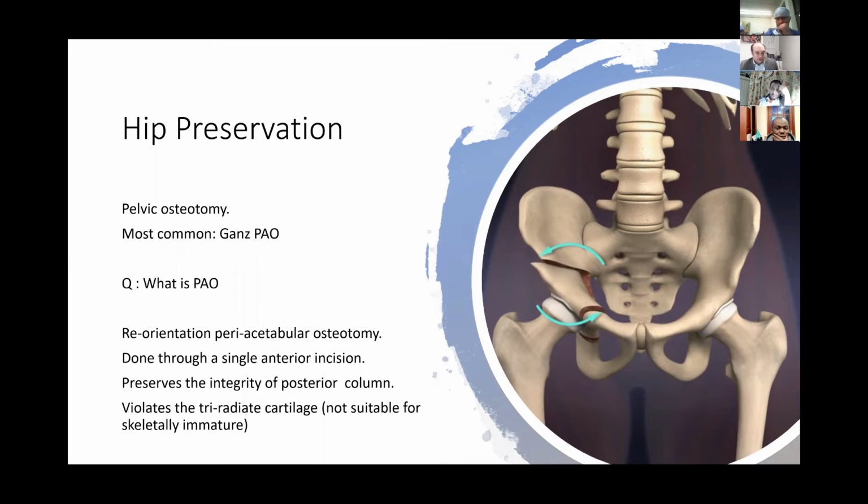It does violate the triradiate cartilage. That's why it's not done in the skeletally immature. So in the list of osteotomies you would find in your pediatrics chapter on dysplasia in children, you will not find this osteotomy as one of the options available.